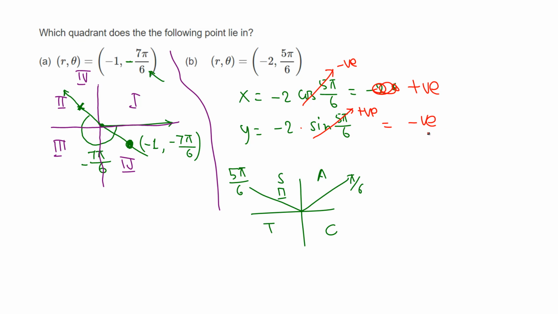And that happens where? Positive and negative means the fourth quadrant. So again, the answer is the fourth quadrant.